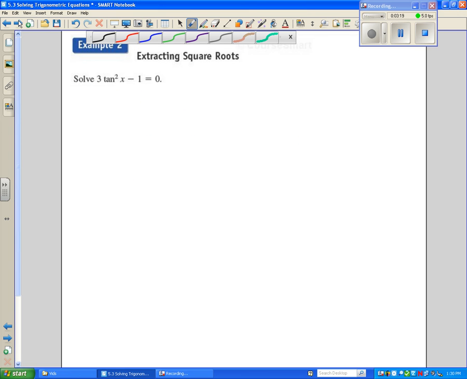All right, let's do the next one. We have to preferably get this down to a tan x. So what I'm going to do, since it's squared and it's by itself, there is no singular tan x, I'm going to solve for the tan squared x. So I add 1 to both sides and divide by 3. Now, in this case, we can also square root it, but when you apply a square root to a problem, we have to do plus or minus. Well, there's a cleaner way to write this.